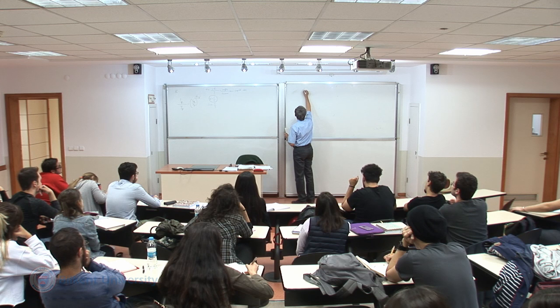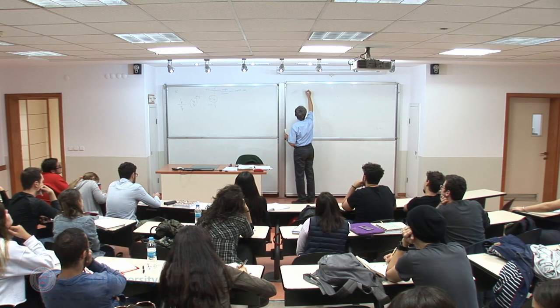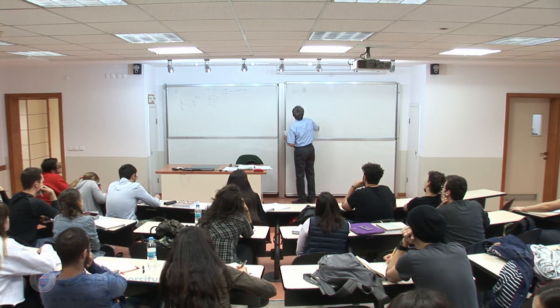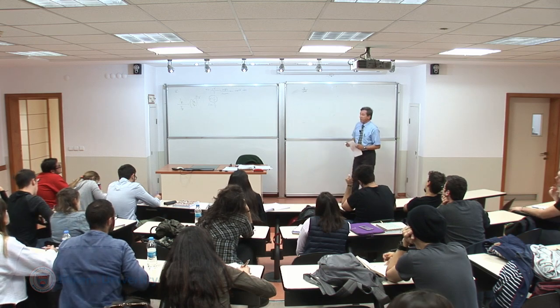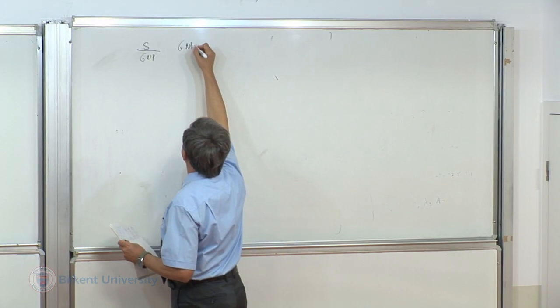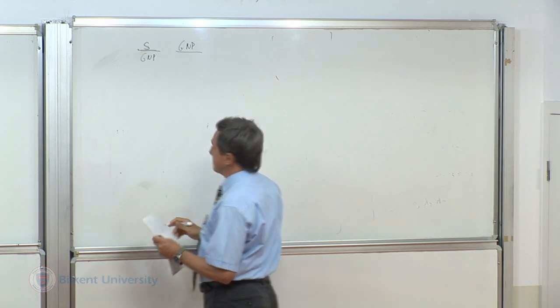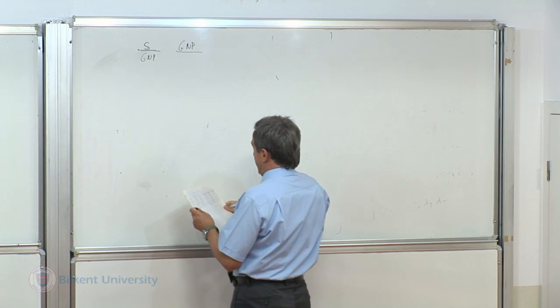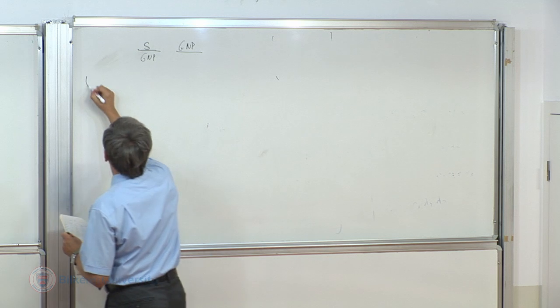I have taken the saving ratio out of GDP, the level of GDP itself, that is my Y, and I have taken US data.